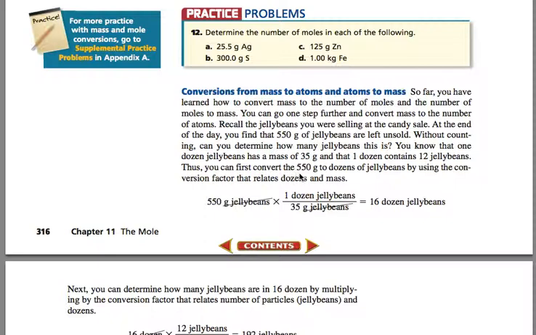Thus, you can first convert 550 grams to dozens of jelly beans by using the conversion factor that relates dozens and mass. So how many grams of jelly beans? 550 grams. 1 dozen is 35 grams. So we're going to divide and we get 16 dozen jelly beans.